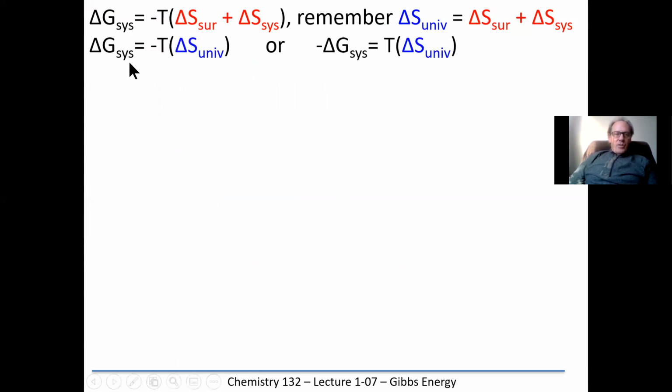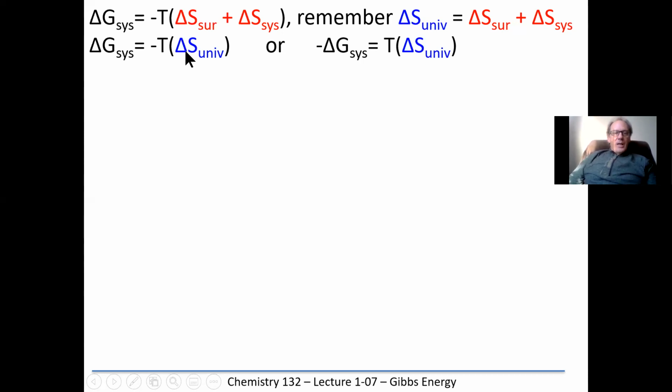So delta G system equals minus T delta S universe. We're simply replacing one equation into the other. Delta S universe, remember, is equal to those two quantities, so multiplying both sides by a minus quantity, we get minus delta G system equals T delta S of the universe.